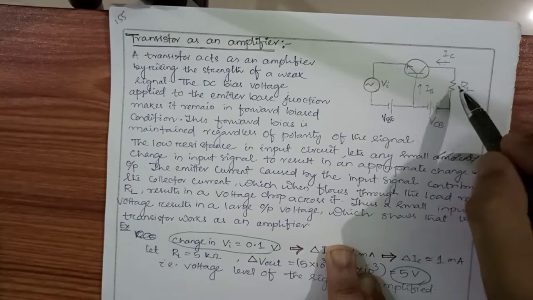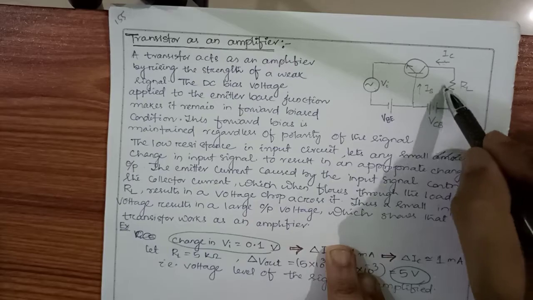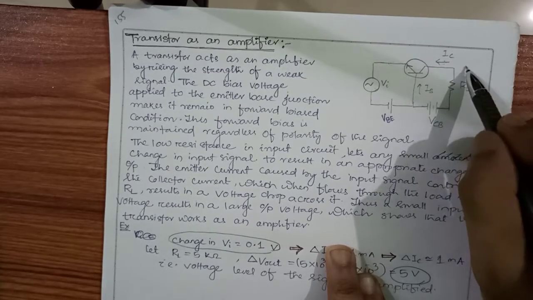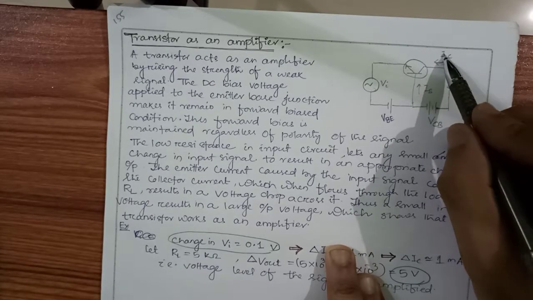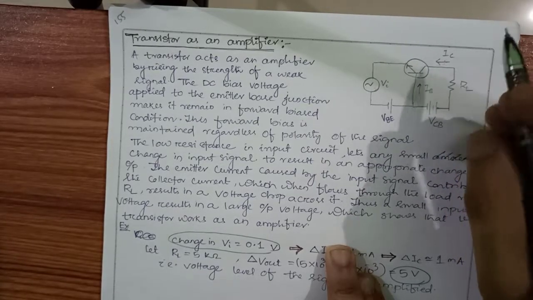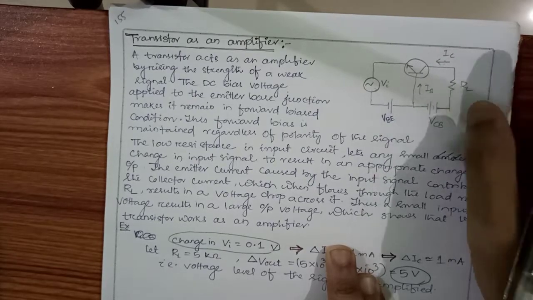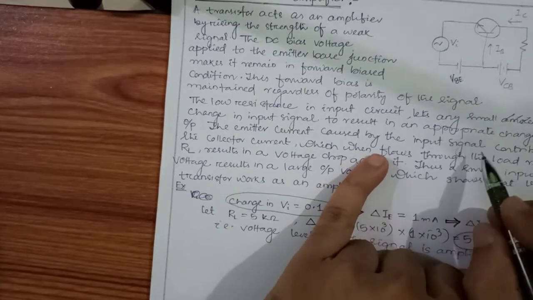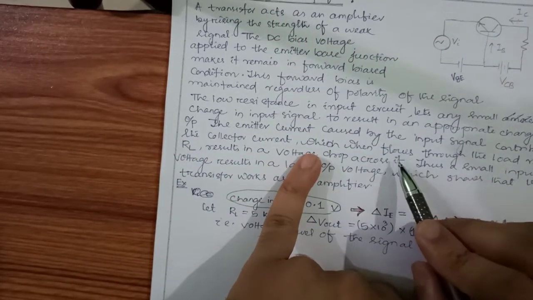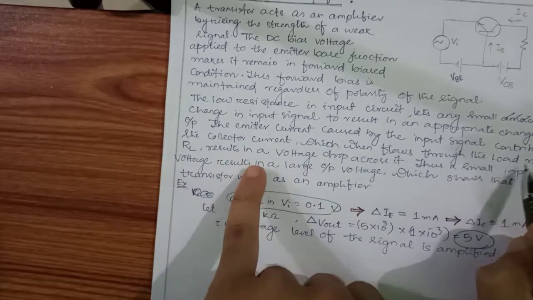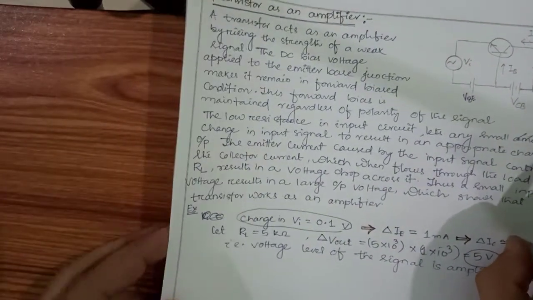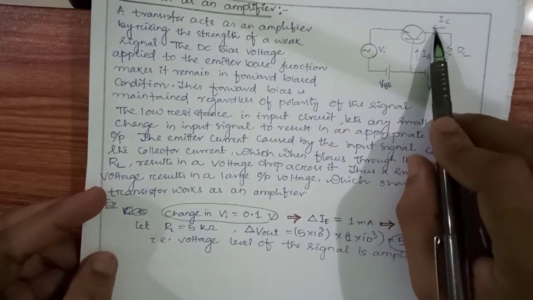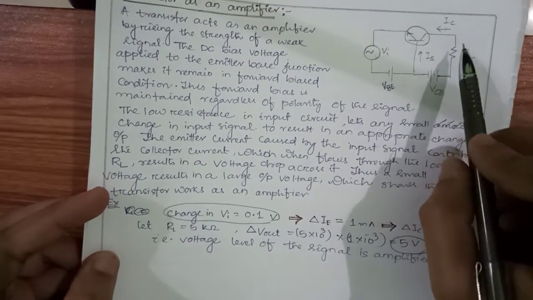As this IC changes, IC into RL gives me the output voltage. I will take my output voltage across it. So as IC changes, IC into RL will make a change at the output. The emitter current caused by the input signal contributes to the collector current, which when flowing through the load resistor RL results in a voltage drop. As I said, the change in emitter current is because of the collector current, and this collector current change multiplied with RL will give me the output.